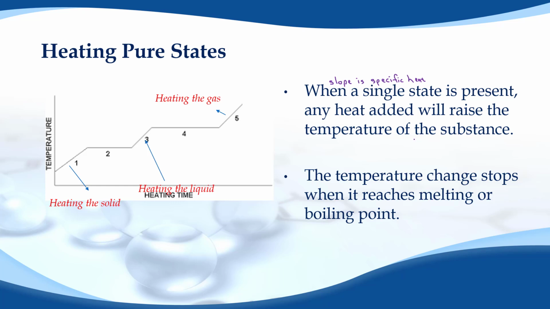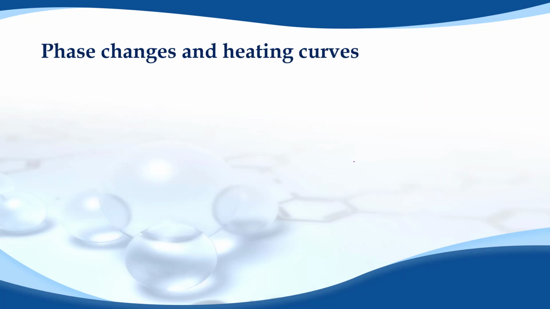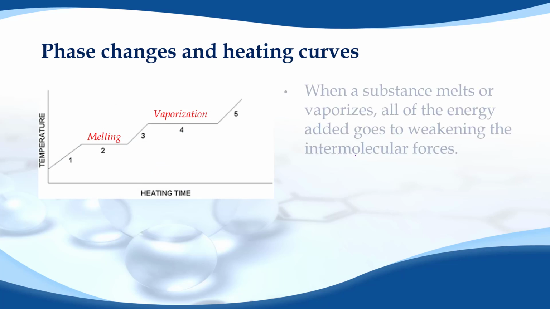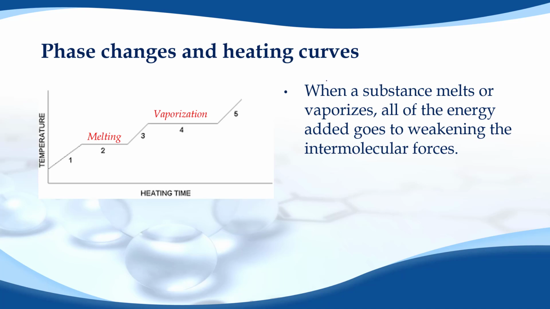Okay, so when you have a pure state, all of the energy goes to affecting the kinetic energy, which is the temperature of the substance, until you reach the point of the phase transition. Now, if we look at the phase changes, so melting and vaporizing, again, as we said earlier, these lines are flat. The temperature remains constant. The reason why is because once the molecules have reached enough kinetic energy that they can start splitting apart from each other, all of the energy that you add goes to either weakening in the case of melting or breaking entirely in the case of vaporization, whatever intermolecular forces were present in the sample.